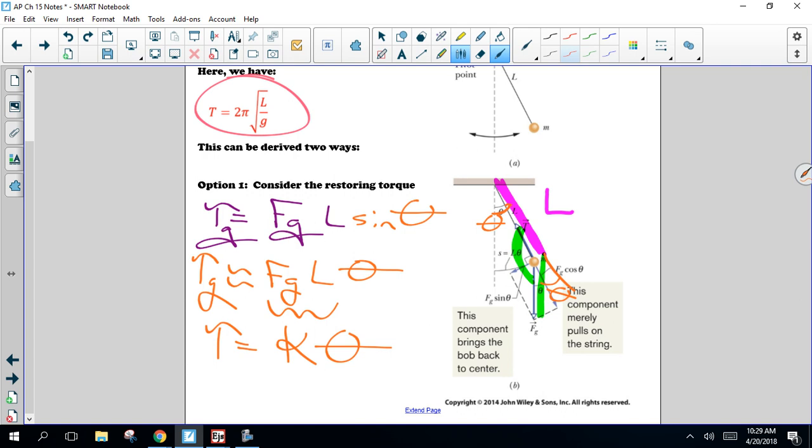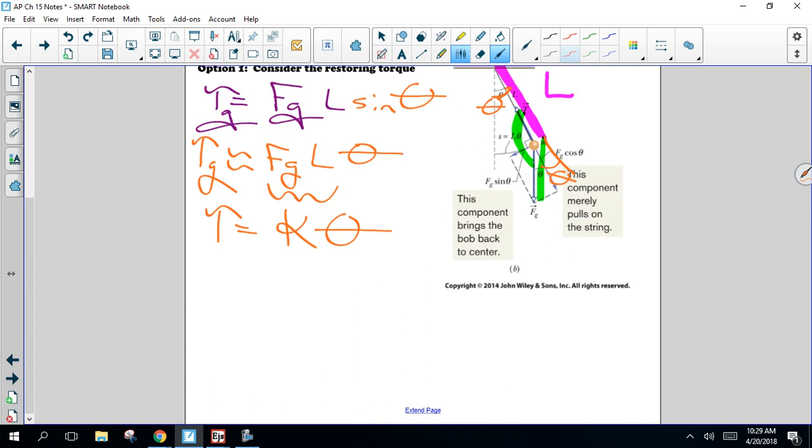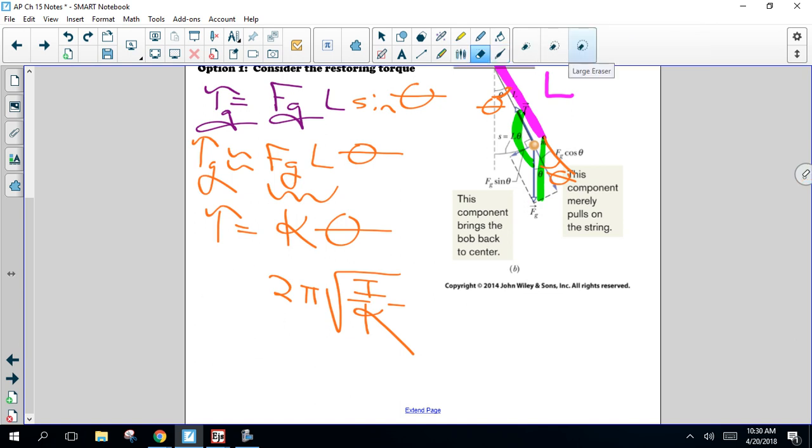Cool? All right? So now we just go, and we learned a minute ago that the period was 2 pi times the square root of I over kappa, right? Oh, my kappa doesn't look like a kappa. Oh, shoot, that is period. Thank you. Thank you, Christine.